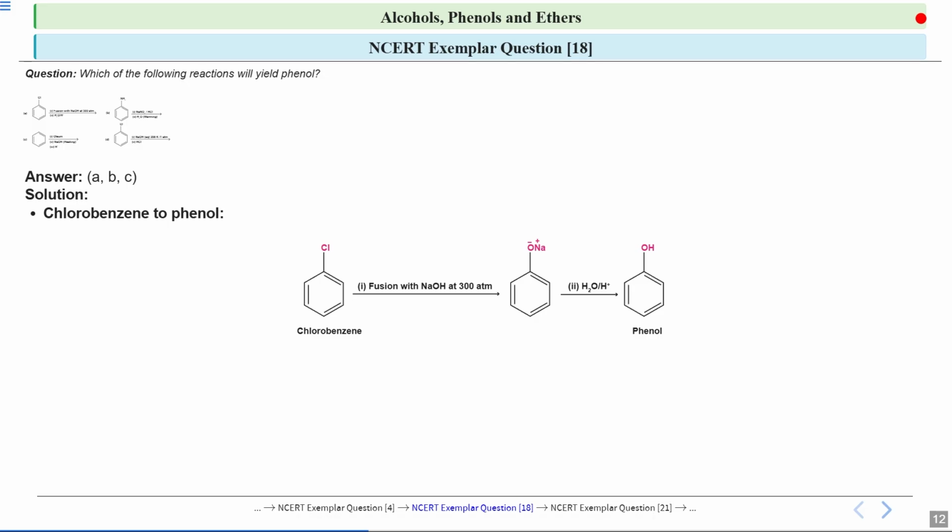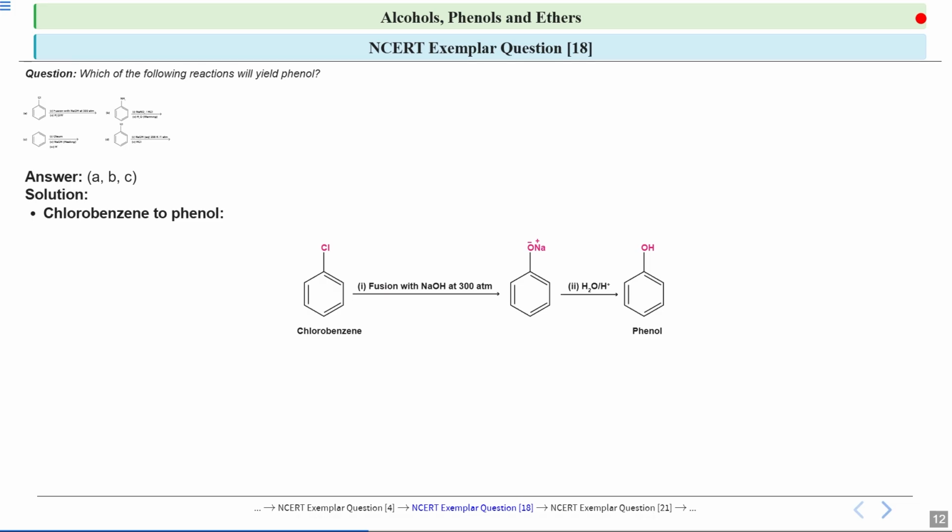Now this process is known as Dow's process. What happens in this process? NaOH is a base, so it gives Na+ and OH- ions. This OH- ion will abstract one hydrogen from this position. You know that chlorine is a poor leaving group. So if you want to remove this chlorine from here, you need harsh conditions, because it is a poor leaving group. You require high temperature and pressure. Then only this reaction will proceed further.